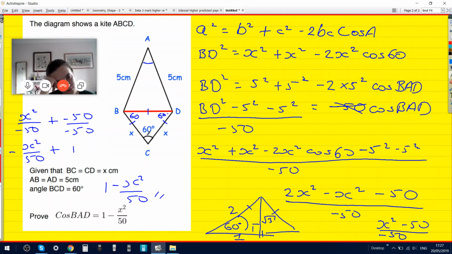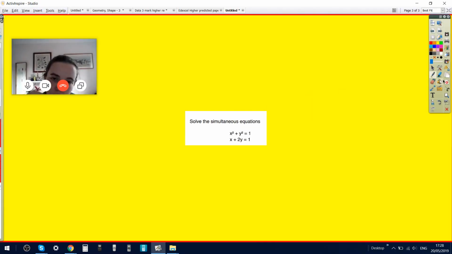It's cos rule. So cos rule to get this side in terms of x. So cos rule for BCD, cos rule for BAD. Bring the two together and simplify. Don't worry about this question.